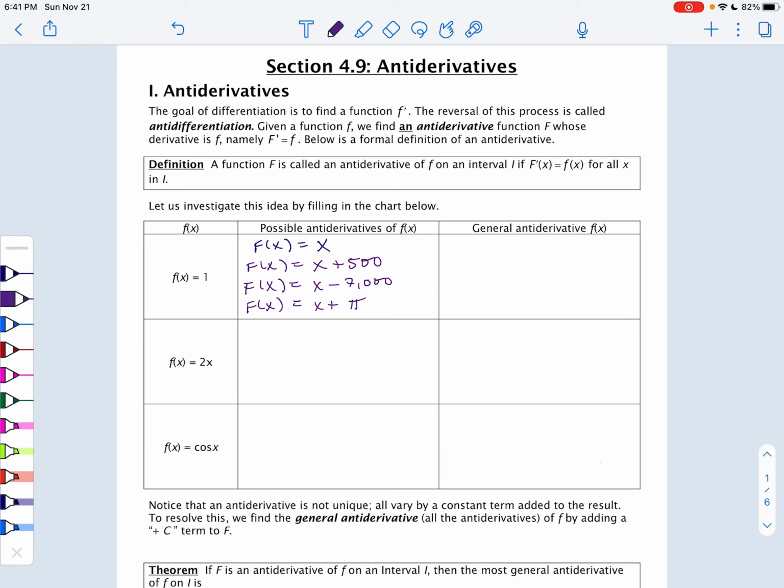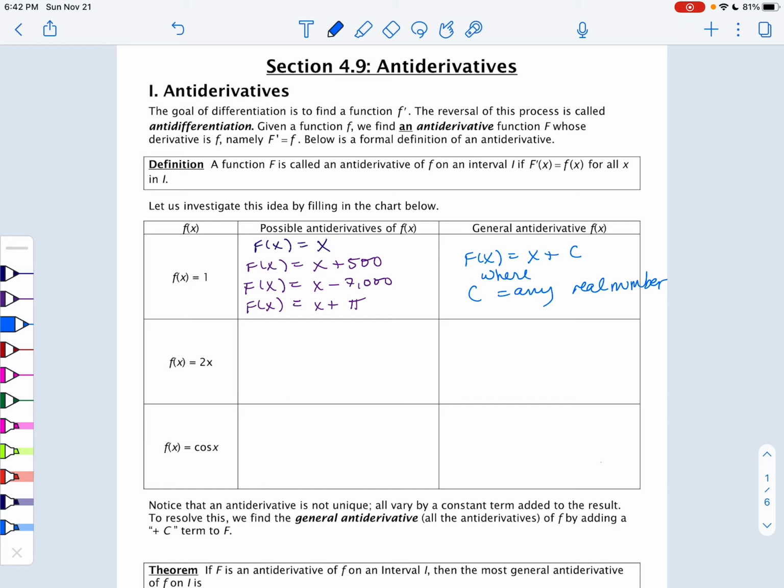So what would a general antiderivative of little f of x be? A general antiderivative would be x plus c, where c is any real number. It can be 0, it can be positive, it can be negative.